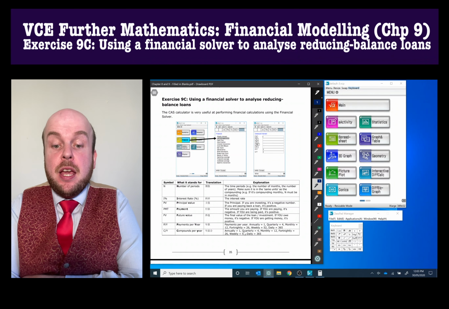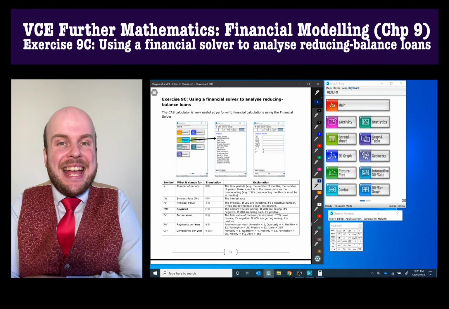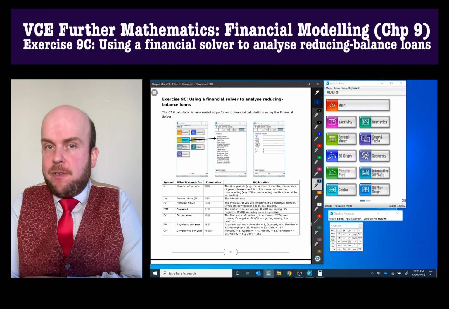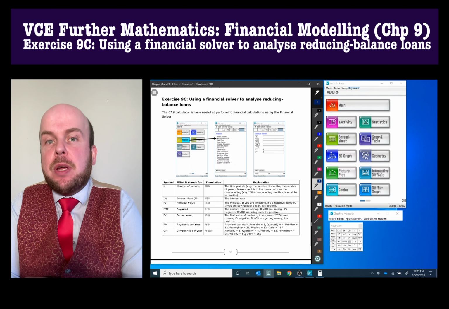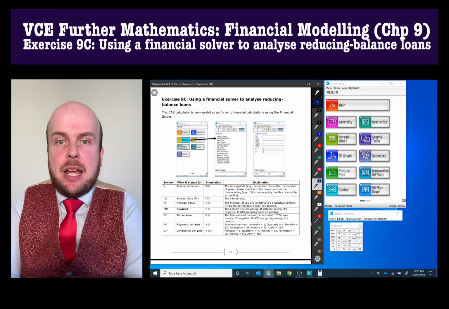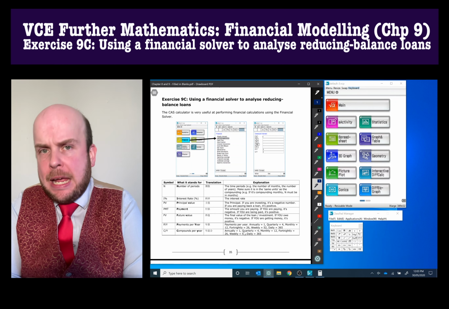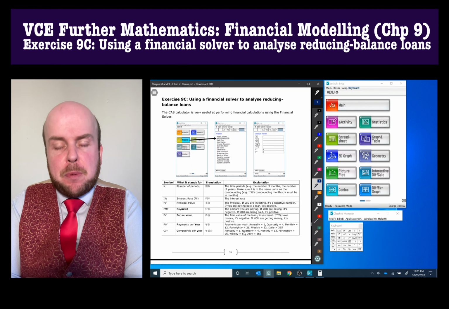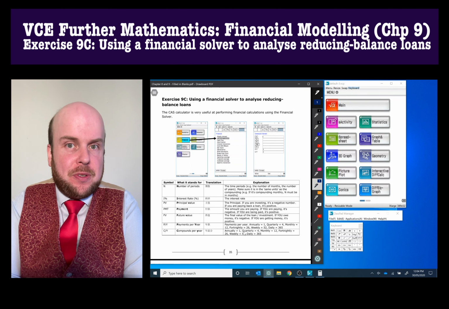Exercise 9C: using a financial solver to analyze reducing balance loans. We have established so far that we can use sequences and we can also use amortization tables to be able to determine payments and how long different payments can take. And the joy of spreadsheets is that we can automate that process.